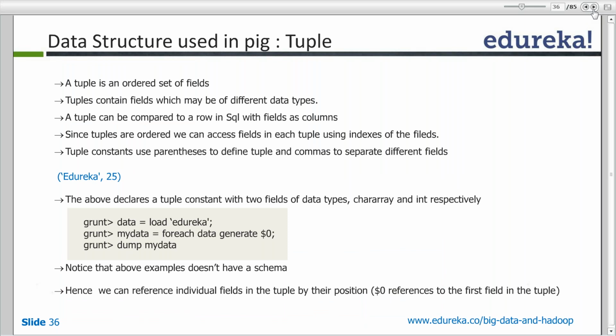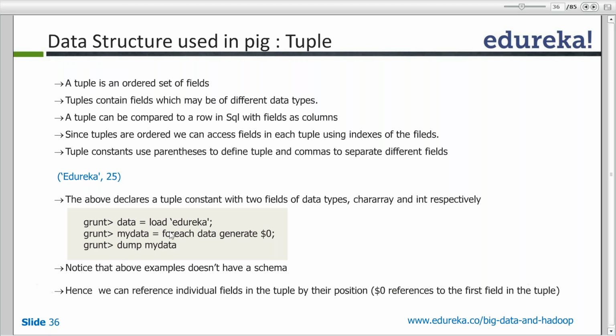So we have discussed these. A tuple can be compared to a row in SQL with fields as columns. Since tuples are ordered, we can access fields in each tuple using indexes, that is $0, $1, and so on. Tuple constants use parentheses to define the tuple and commas to separate different fields. So this is a tuple. The first field is a char array, the second field is an integer. You can assign a schema to it, or you can use positional notation. This would be $0, this would be $1. The above declares a tuple constant with two fields of data type char array and int respectively.